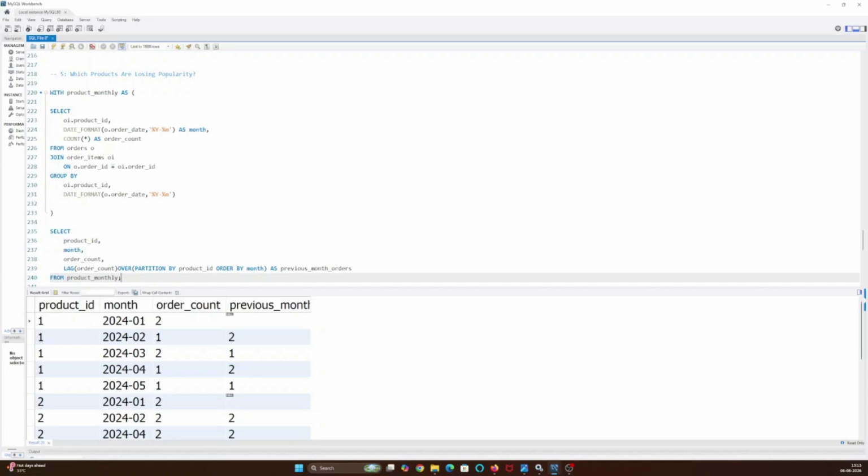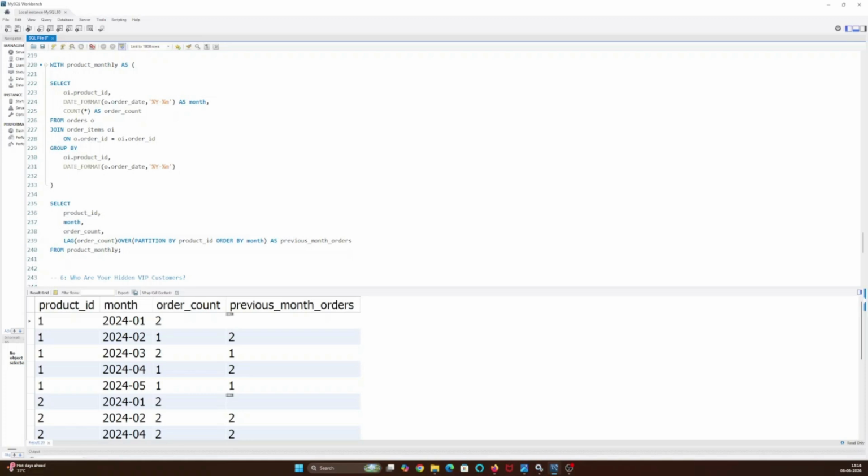Then, we use LAG again. This gives us the previous month's order volume. Now, we can compare current month orders versus previous month orders. If orders keep decreasing, demand is weakening. Business impact. This helps companies manage inventory, reduce overstock, improve forecasting, and redirect marketing budgets. Without this analysis, businesses often continue investing in products customers no longer want.